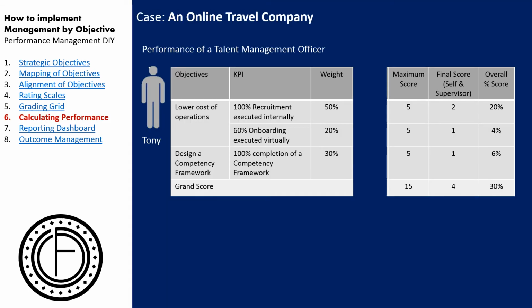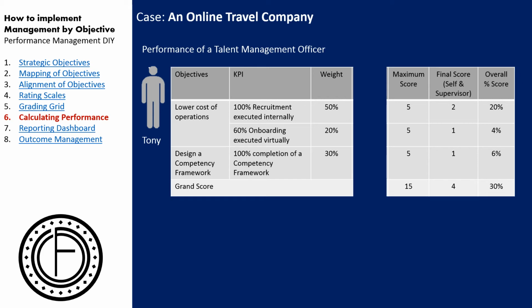Okay, the period most people dread has come, which is appraisal proper. Now, let's assume that a performance cycle has been completed and there is need for appraisal. Let's go back to our talent management officer who goes by the name Tony. Part of the KPIs assigned to Tony at the start of the performance cycle is that 100% of recruitment to be carried out within the company should be handled by Tony internally with his team, if there's a team. Then 60% of the onboarding exercise should be done virtually, and in the bit of designing a competency framework for the organization, it is important that within that performance cycle, Tony does deliver on the competency framework.